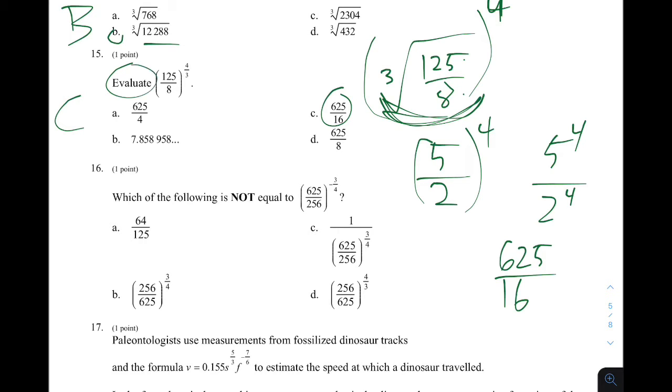You could also, if it just says evaluate, there's nothing stopping you from just using your calculator and typing in 125 over 8 to the power of 4/3. The problem is you'll get a decimal value unless your calculator is fancy enough. But you should be able to compare that decimal value against these decimal values, and you should be able to pick one that works.